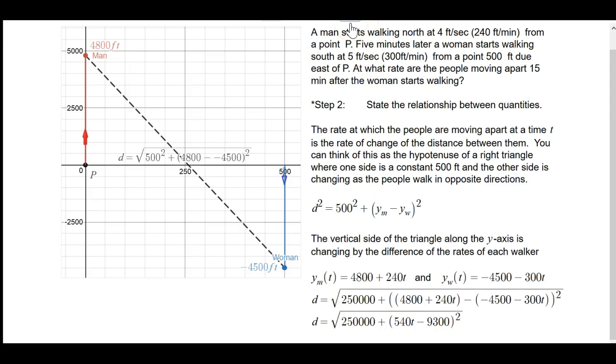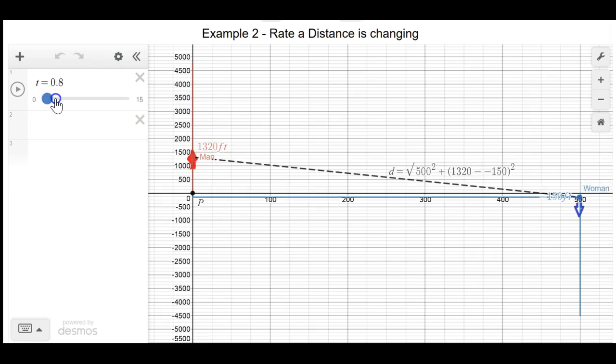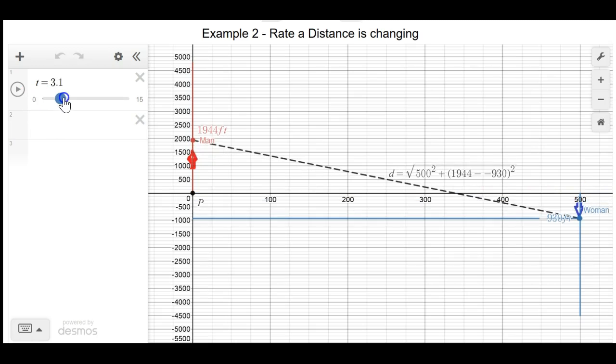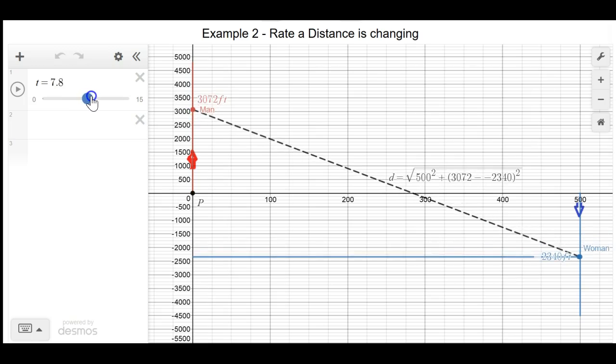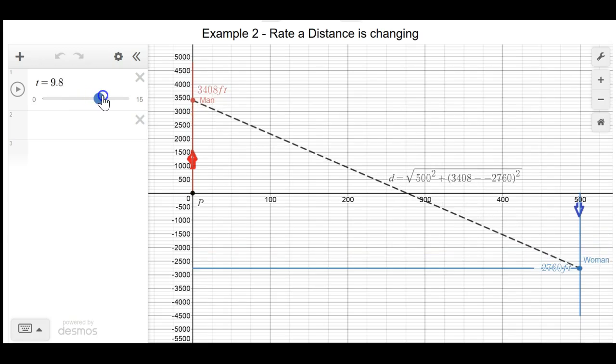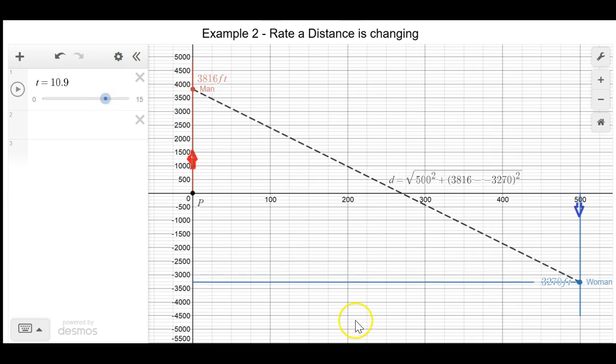So notice that as time goes on and the man and woman are moving apart, that distance between them is also the length of the hypotenuse of a right triangle, where one leg is that constant 500 feet between them along the x-axis, and the other leg is actually the sum of the absolute values of the distance the woman is from her starting point and the distance the man is from his starting point.